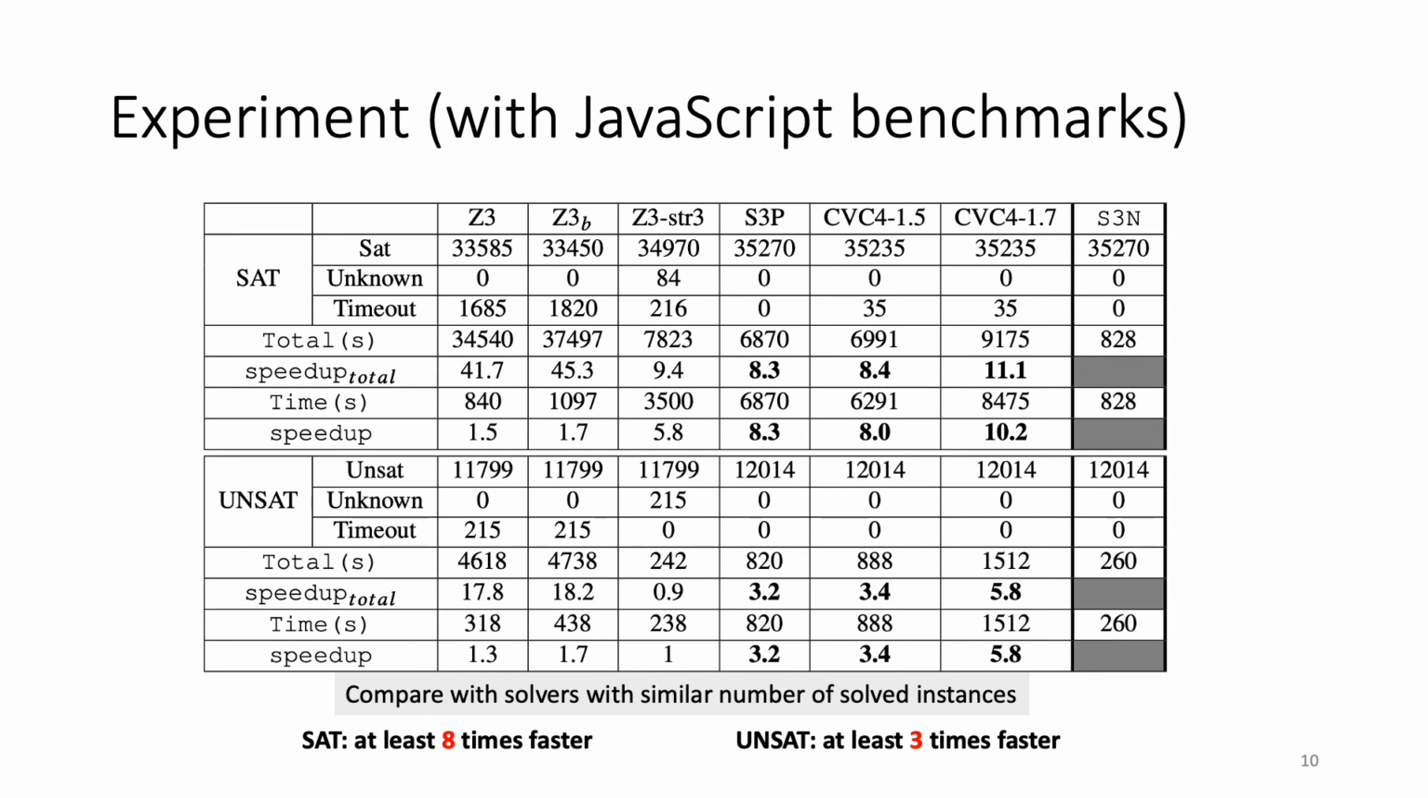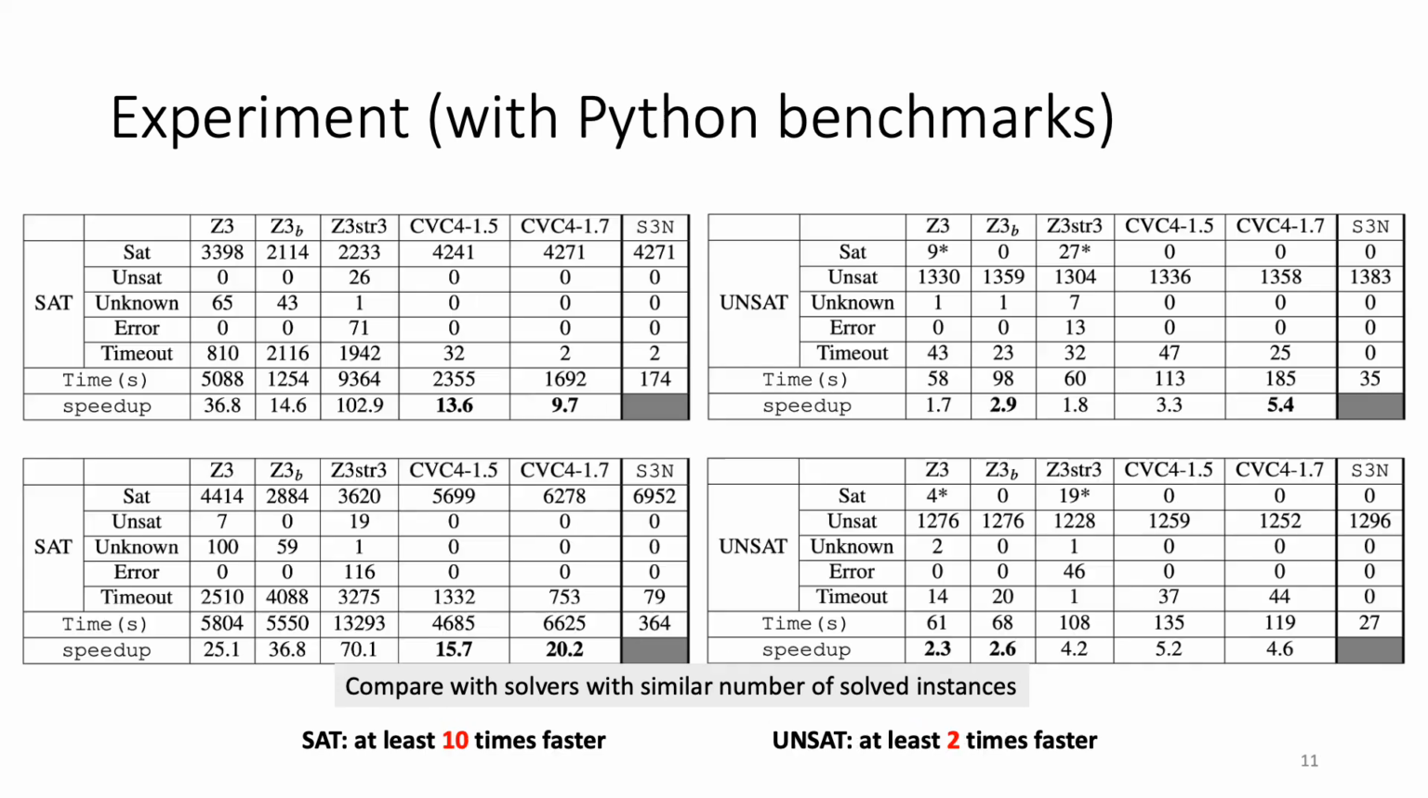Here you can see that compared with the solvers which have a similar number of solved instances, such as S3B, CVC4 version 1.5 and CVC4 version 1.7, our solver is at least 8 times faster in the SAT category. For the UNSAT category, the speedup is more than 3 times.